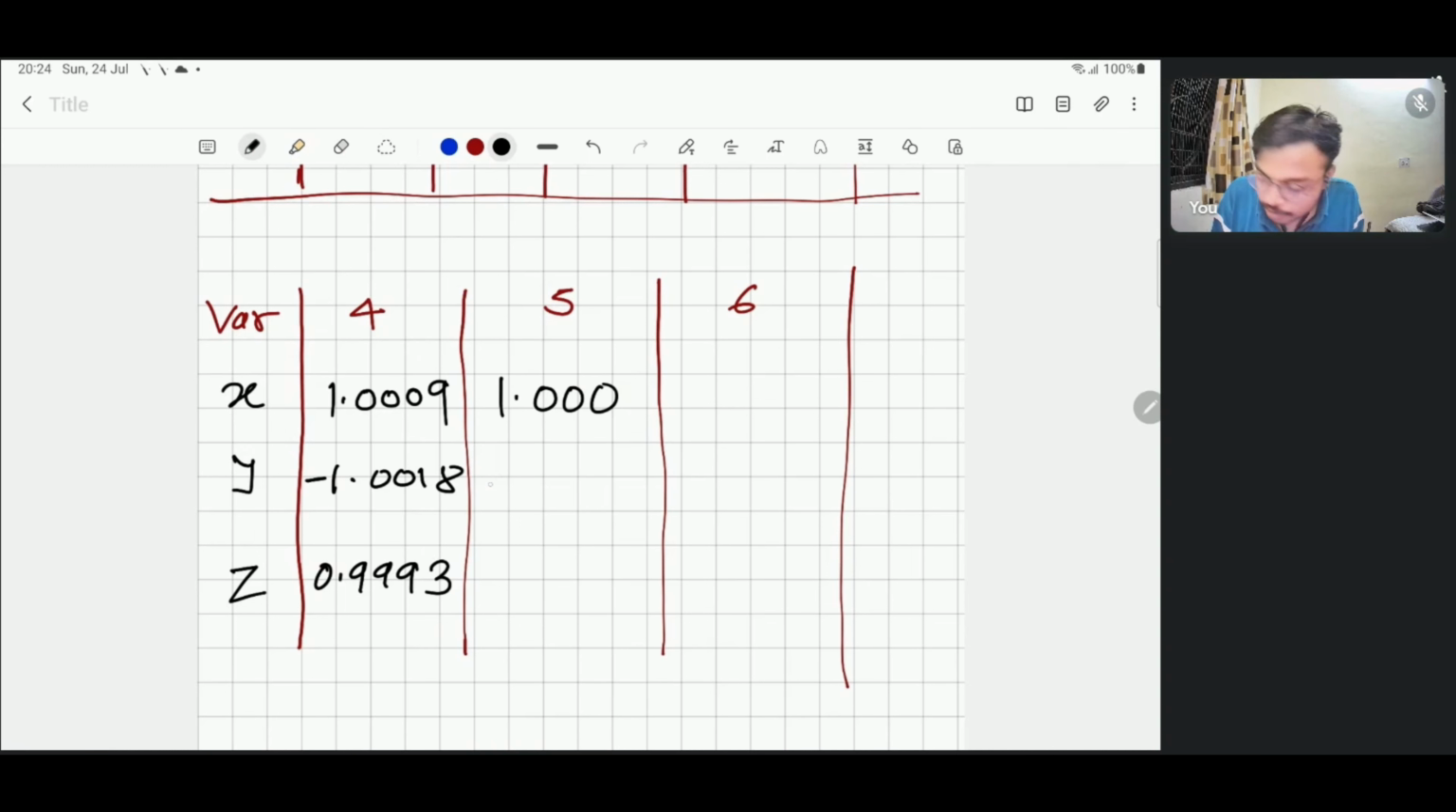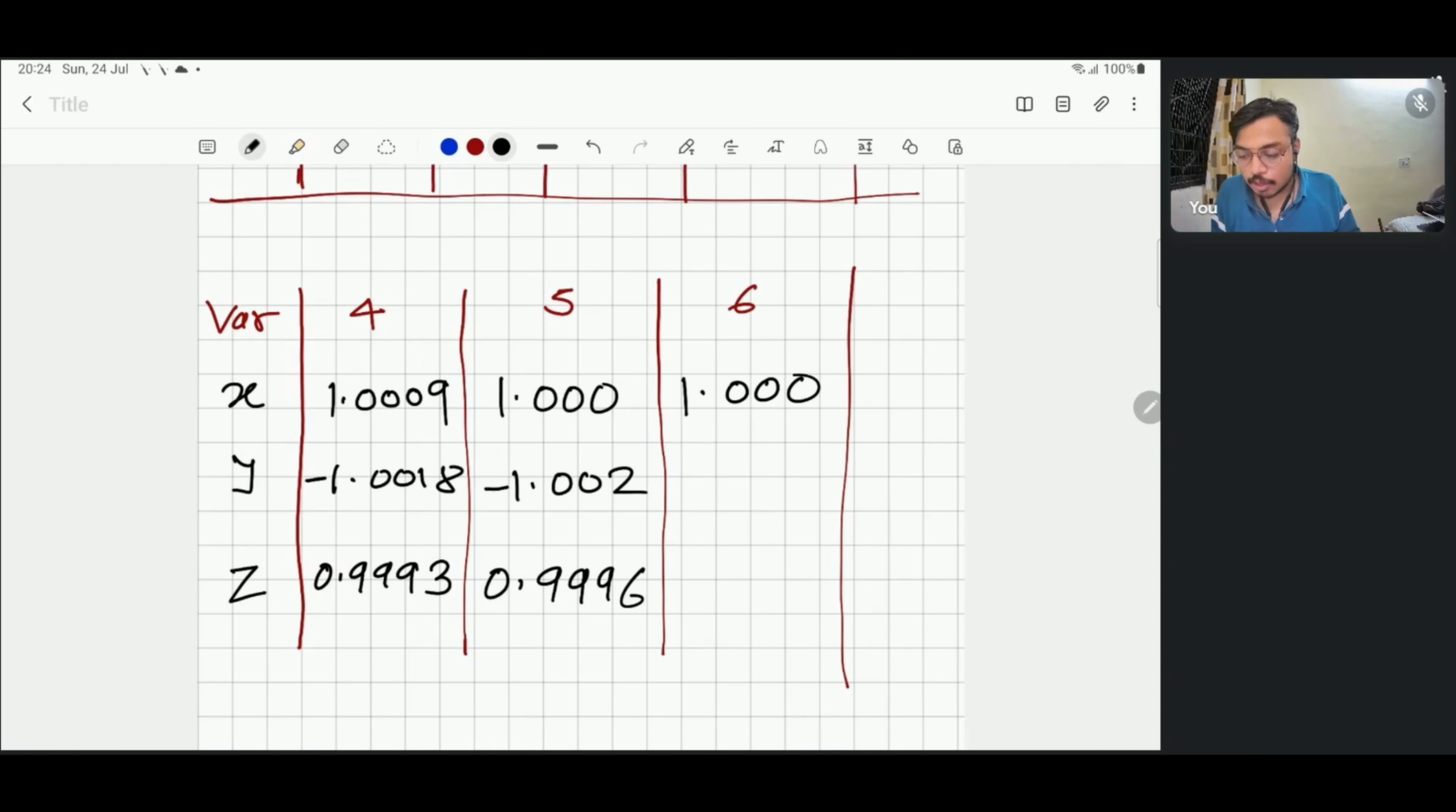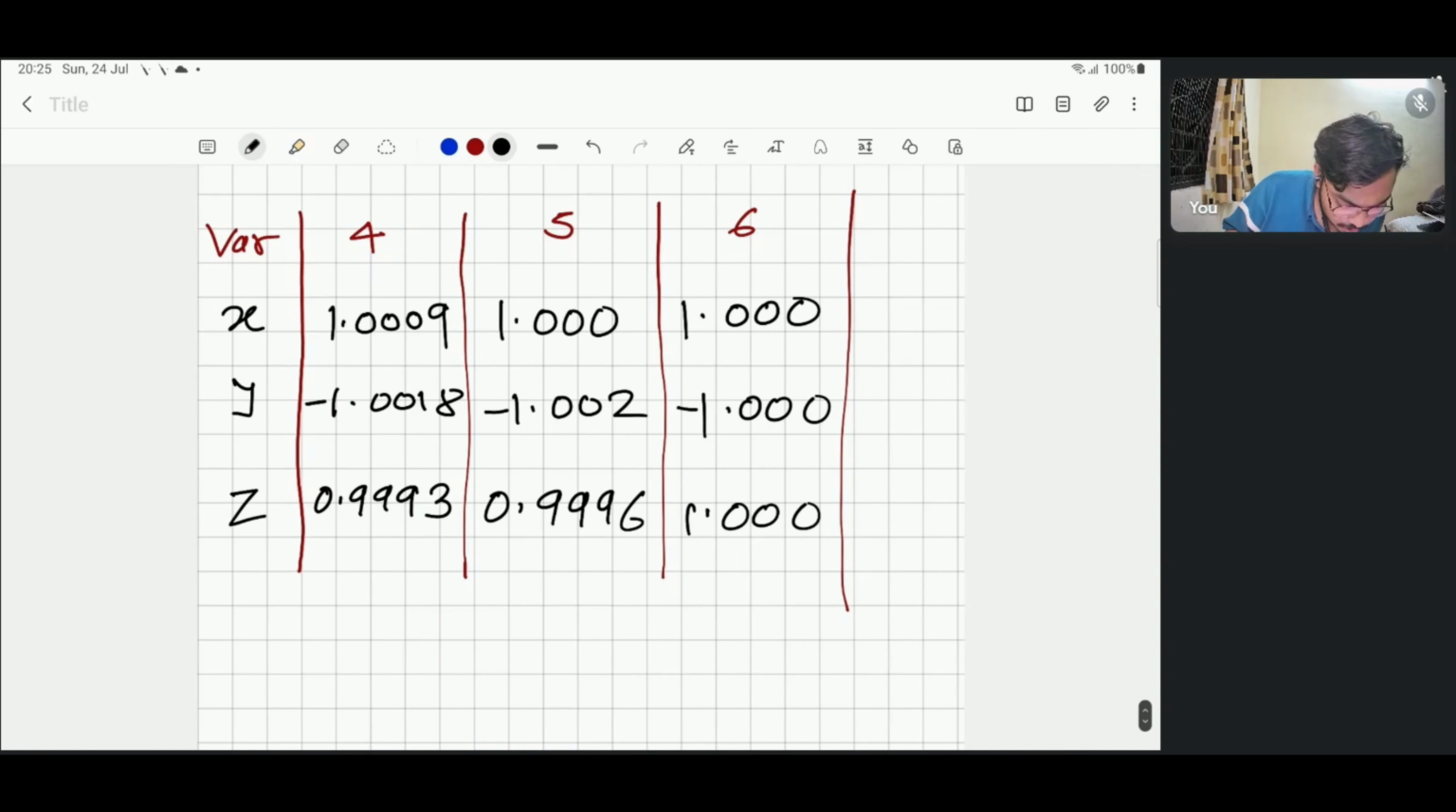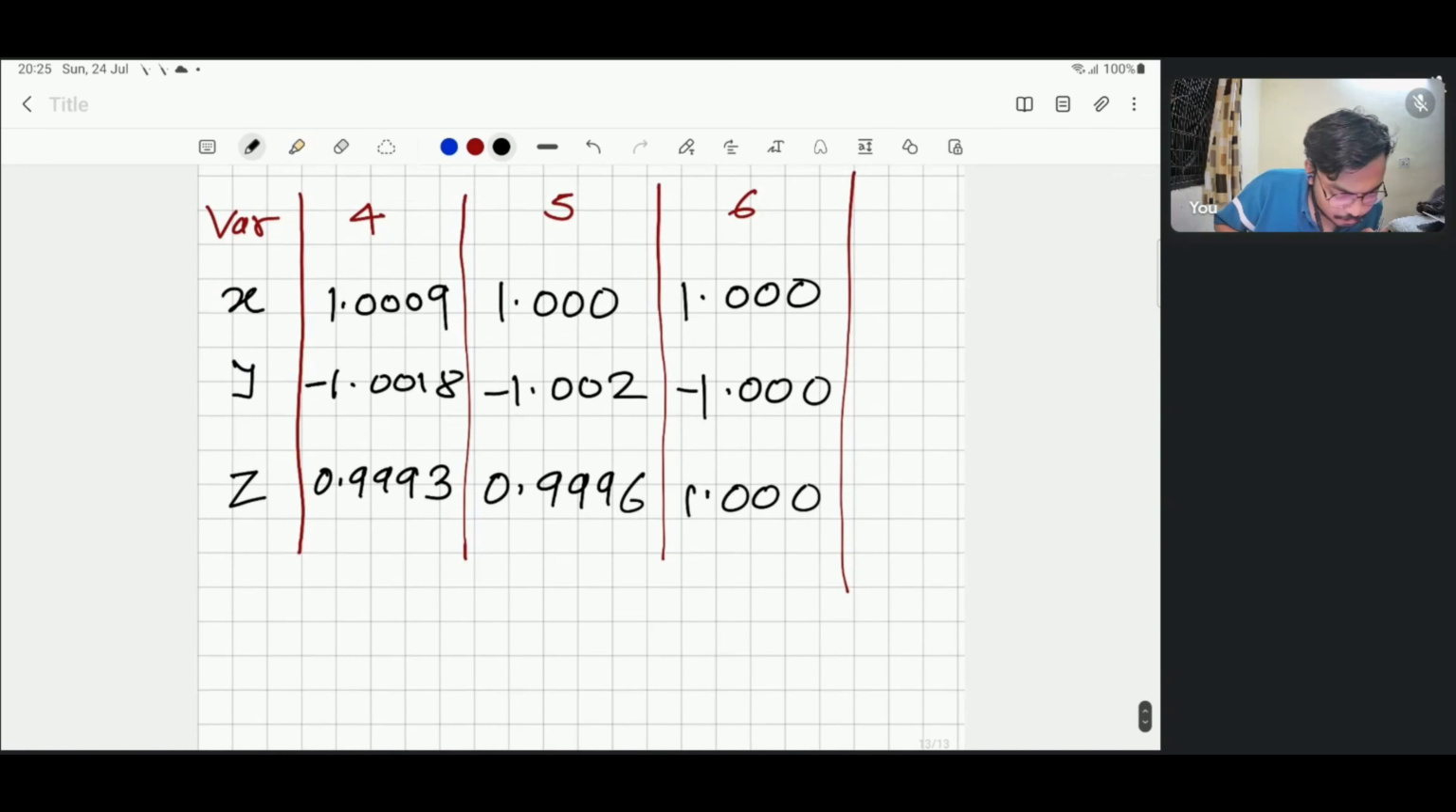x is 1.000, y is minus 1.002 and z is 0.9996. Again, for the sixth iteration, based on the fifth iteration values, we get x value 1.000, minus 1.000 and 1.000. The value is not changing till the third decimal. So the difference is of order 10 raised to minus 4 between the fifth and sixth iterations. This is a very small error and is acceptable. That's why we can consider the values in the sixth iteration as the solution. So the solution is x equal to 1, y equal to minus 1, z equal to 1.